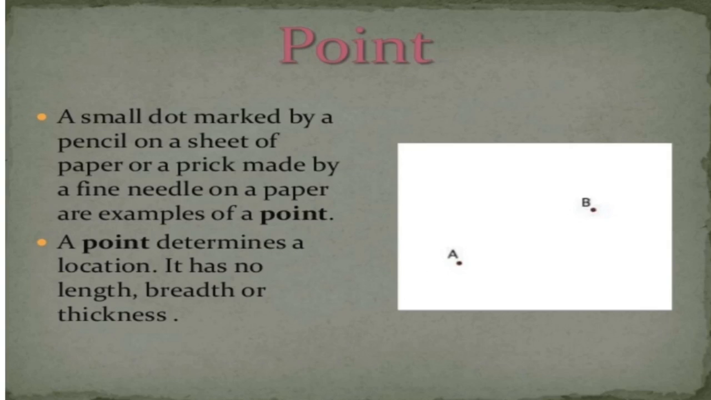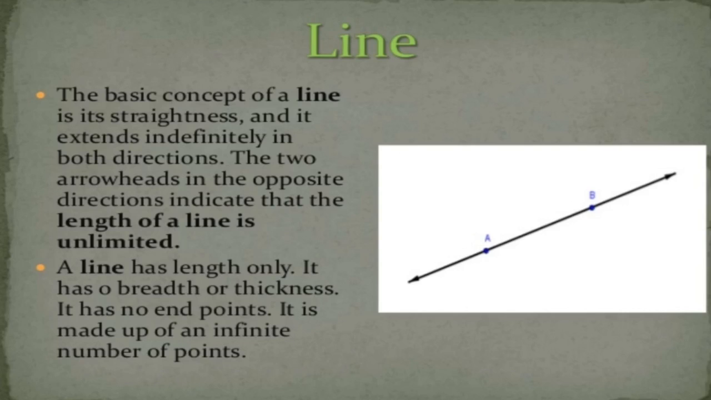Further, we will learn about line. The basic concept of a line is its straightness, and it extends indefinitely in both the directions. Here in the figure, we can see a line having two arrows in opposite direction, which indicates that it extends indefinitely. Line has length but no breadth or thickness. It has no endpoints and is made up of infinite number of points.